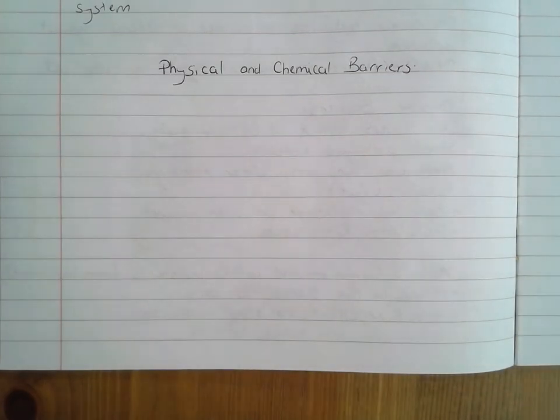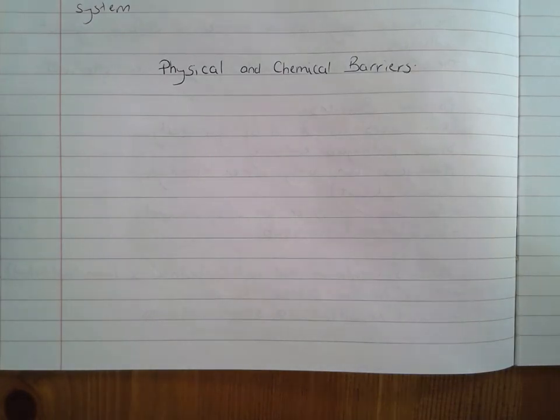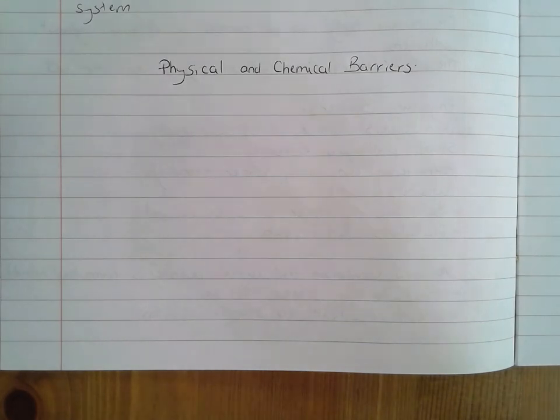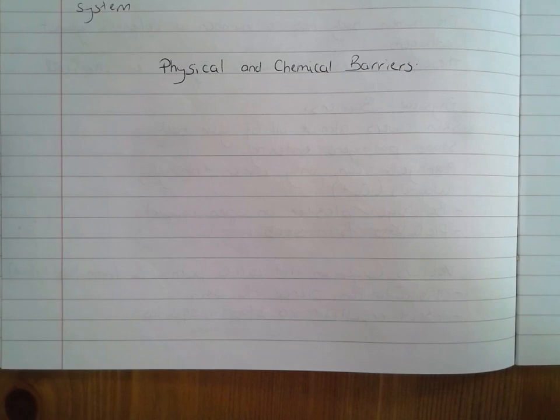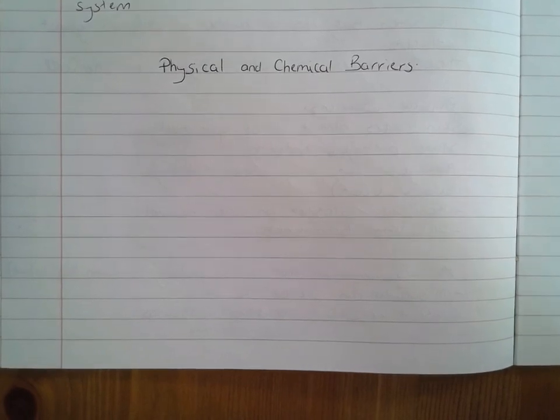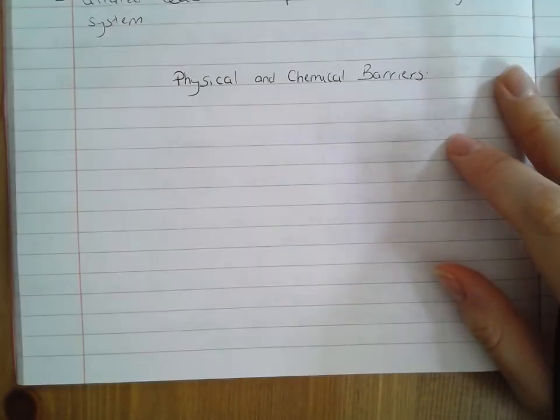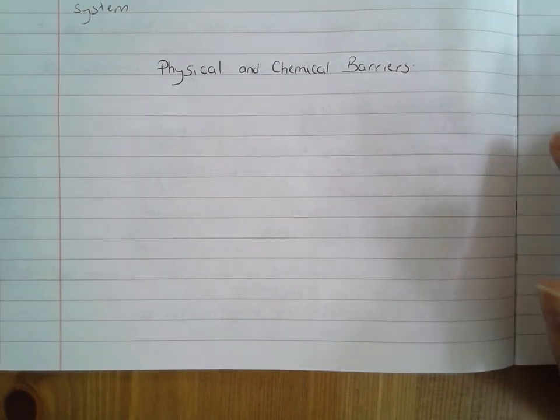So in the last lesson, we looked at the different ways that pathogens can be spread. And in today's lesson, we are going to look at the defenses that our body has to stop pathogens entering our bodies. So the title of the lesson is going to be Physical and Chemical Barriers. And during this lesson, we are specifically going to focus on the human body and the human defenses.